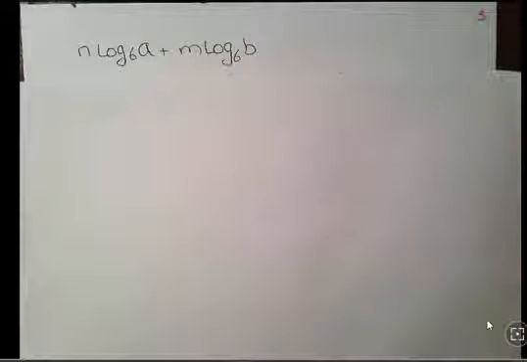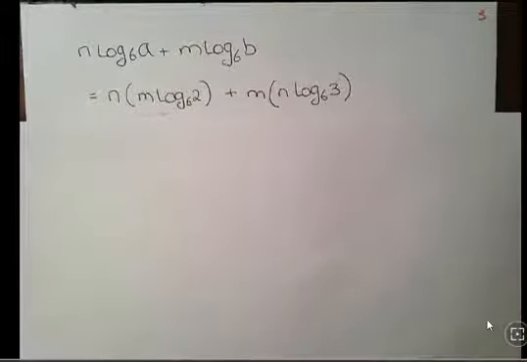Okay, and what we're going to do is use what we've deduced on the last page. So what we're going to do is substitute it in. Okay, so we have m. So we found that log of a to the base 6 was equal to m times log of 2 to the base 6. And also we have n times log of b, which is m times n log of 3 to the base 6 as well. Okay, that's from log b.